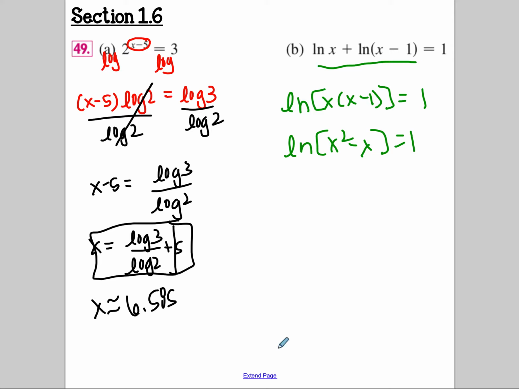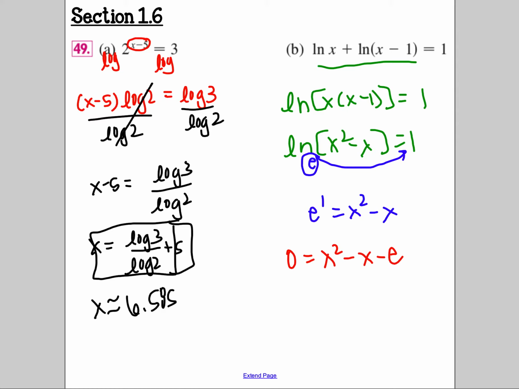And now in order to get rid of my ln, it's really a base e. So I could write it as a base e and do the swing move. So I'd have e to the first equals x squared minus x. That's one option. The other option is if you just take base e on both sides. So then we'd have 0 equals x squared minus x, minus e, bringing the e to the other side. And now from here, it's a quadratic.